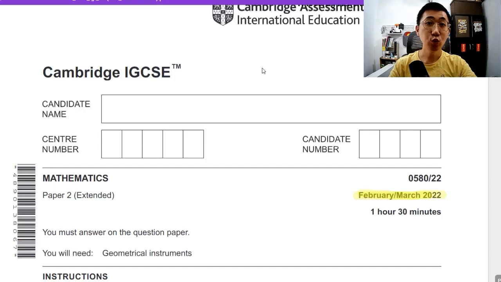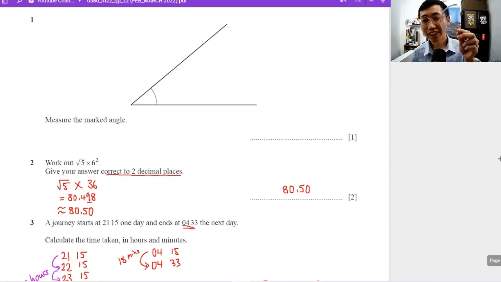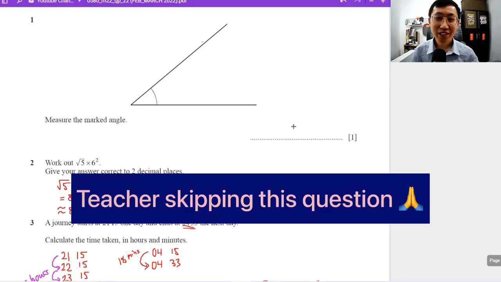So today we'll be doing the February-March 2022 paper. I already highlighted in the page itself. So let's start. You use a protractor and measure it. Alright, so teacher is going to skip this question, okay? So this is actually 40 degrees.